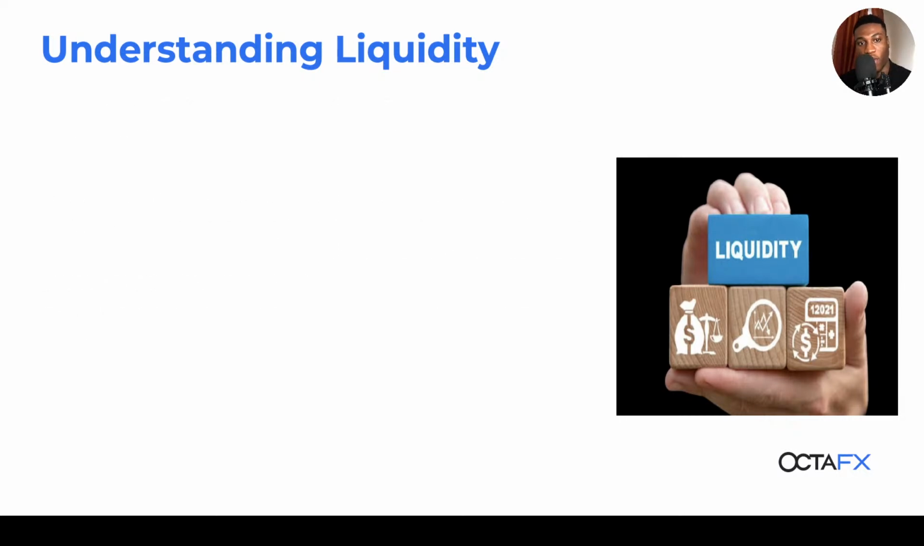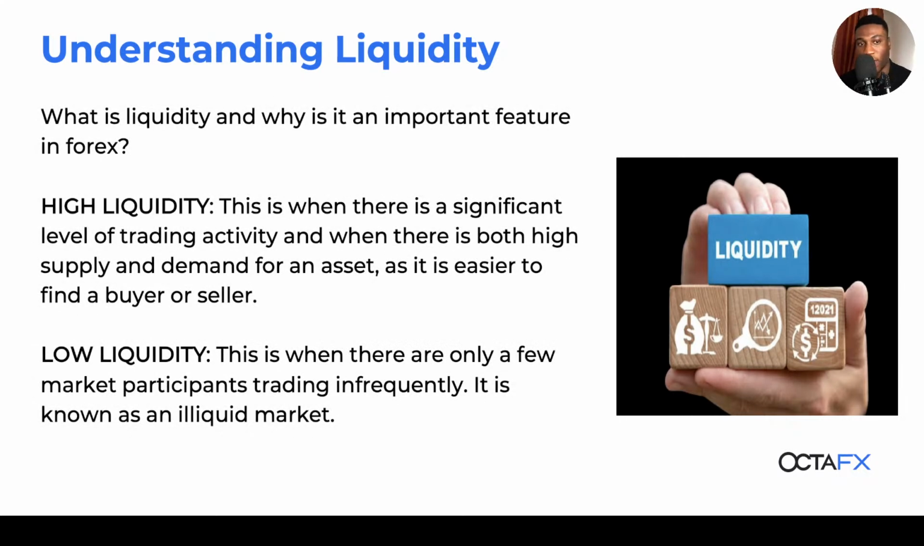So we have two types of liquidity. High liquidity and low liquidity. Now, high liquidity is when there is a significant level of trading activity and when there is both high supply and demand for an asset, as it is easier to find a buyer or a seller. While low liquidity is when there are only a few market participants trading infrequently, and it's also known as an illiquid market.